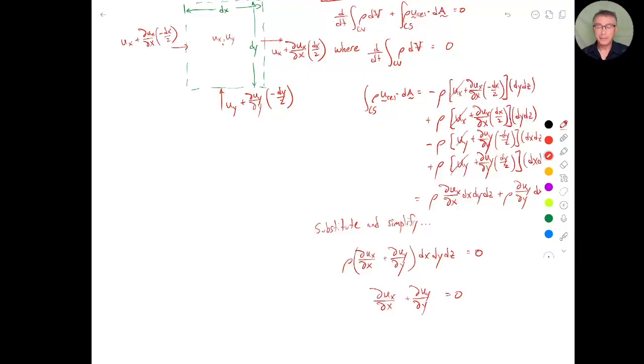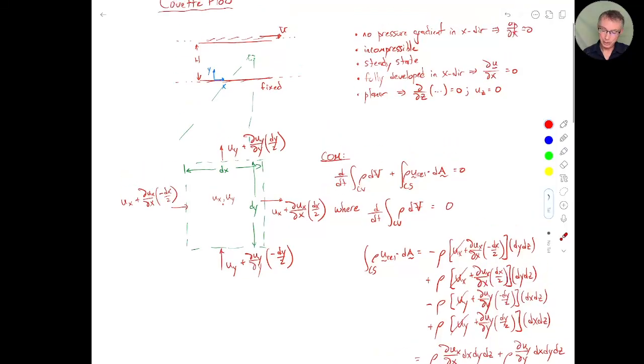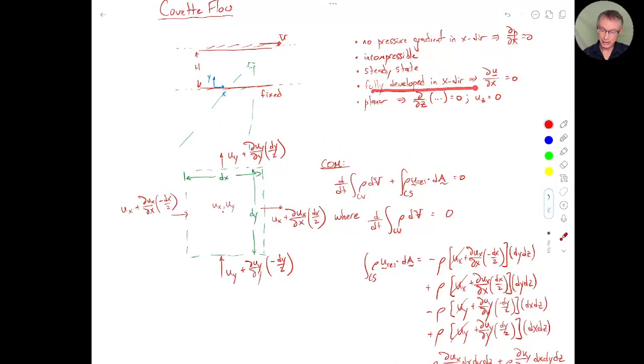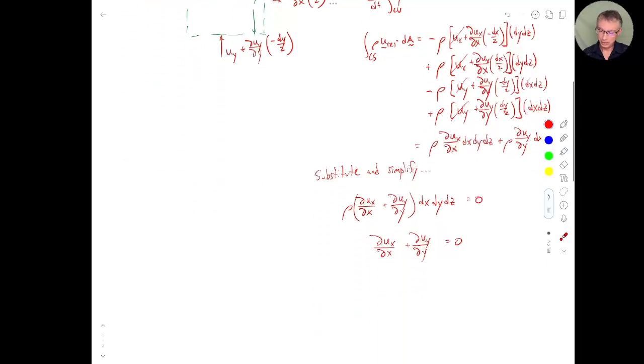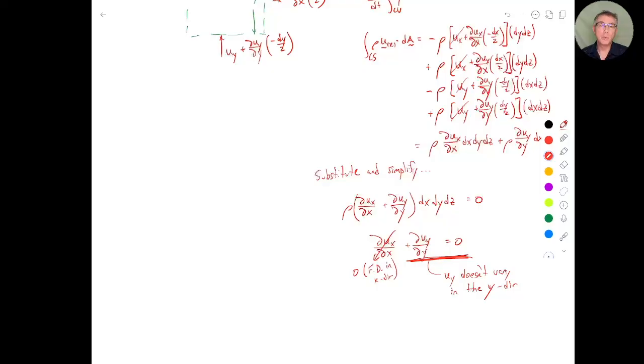We can simplify this a little bit further with our assumptions. If you recall, back up here, we said that we were dealing with a fully developed flow in the x direction. That means that the velocity components don't change in the x direction. So this term is 0, just because it's fully developed in the x direction. So then duy/dy is equal to 0. That just means that the uy velocity doesn't vary in the y direction, right? So it's not a function of y.